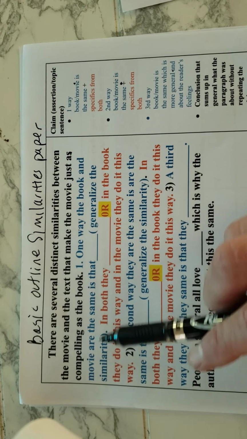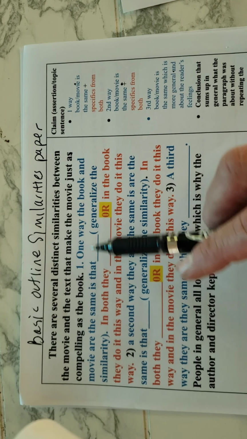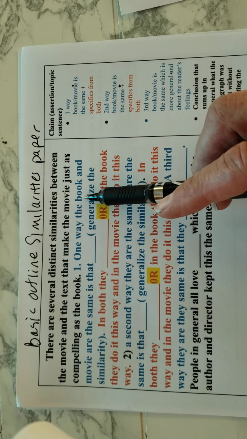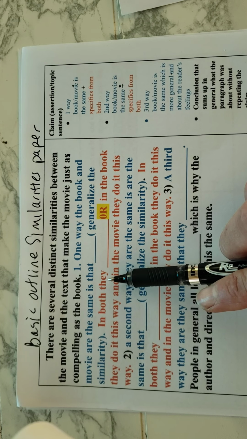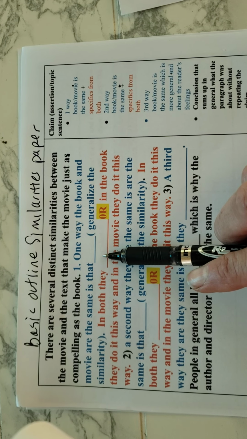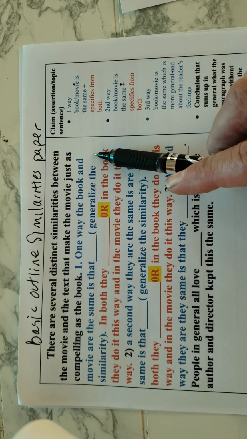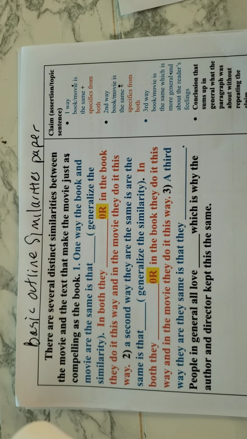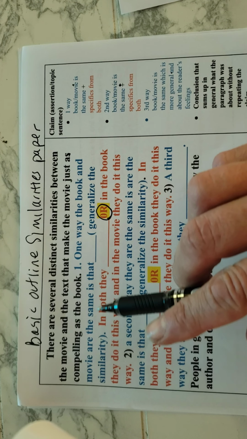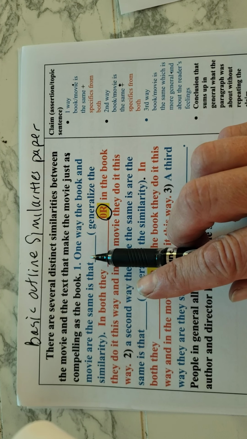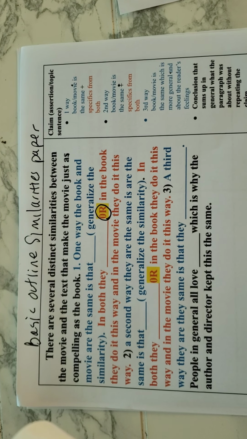Number 1, one way the book and the movie are the same is that blank. Then you're going to say they both have the same plot. Possibly, in both, they go to the store, get mugged in the road, then go home and the bad guy gets punished. You can say that. Or you could say one way the book and the movie are the same is blank. In the book, they do it this way, and in the movie, they do it this way.